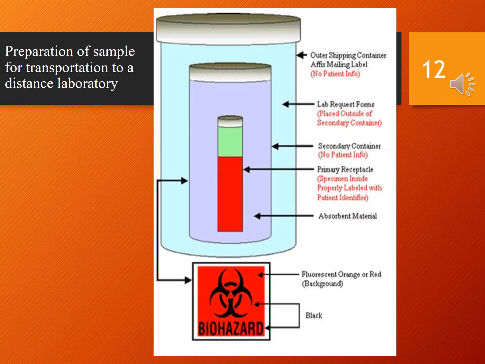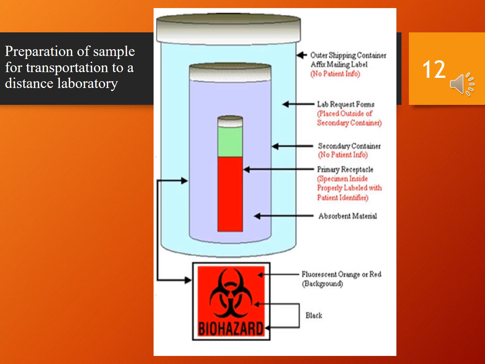Preparation of sample for transportation to distant laboratory. This slide shows the preparation of sample for transportation to a distant laboratory. All personal protective equipment should be used during the procedure. A properly closed sample vial should be sealed with paraffin. Place it inside a Ziploc bag and then wrap it with absorbent material like cotton wool or wadding.